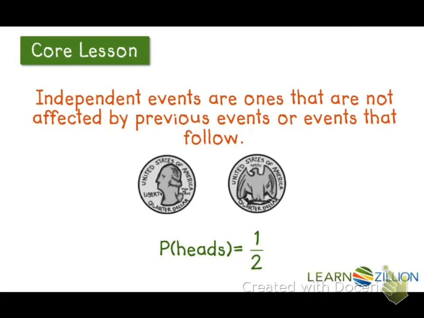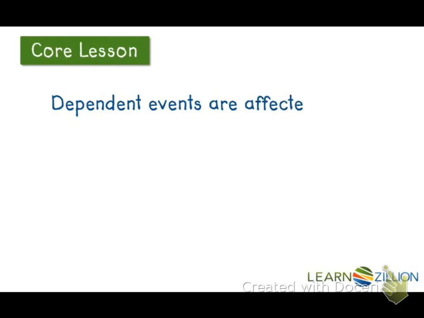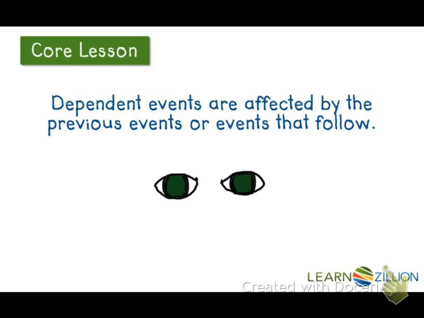Tossing a coin is an example of an independent event, and those are ones that are not affected by previous events or events that follow. So it didn't matter what Jason got previously, the probability of getting heads is still 1/2. Dependent events are then those events that are affected by previous events or events that follow. So, for example, the probability of a child being born with green eyes depends on the genetics of the parents. The probability of a child having green eyes depends on the heredity of his or her parents.